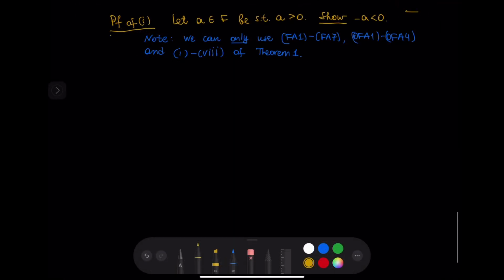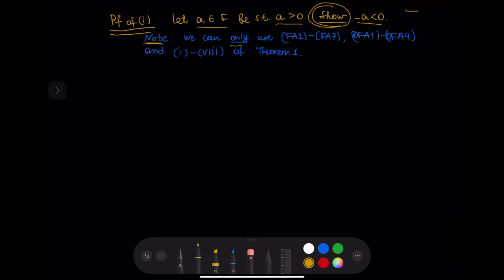So let us begin with the proof of statement I of theorem 2. Let A be an element in F such that A is greater than 0. What we want to show is that negative A is less than 0. That's what statement I is. Statement I says that if A is greater than 0, then minus A is less than 0. So that's what we are going to aim to show. Let us note that we can only use the field axioms. There are 7 field axioms, which we denote by field axiom 1 through field axiom 7. We can use the ordered field axioms, ordered field axiom 1 through ordered field axiom 4. And we can use statements I through 8 of theorem 1. So this is what we have at our disposal.